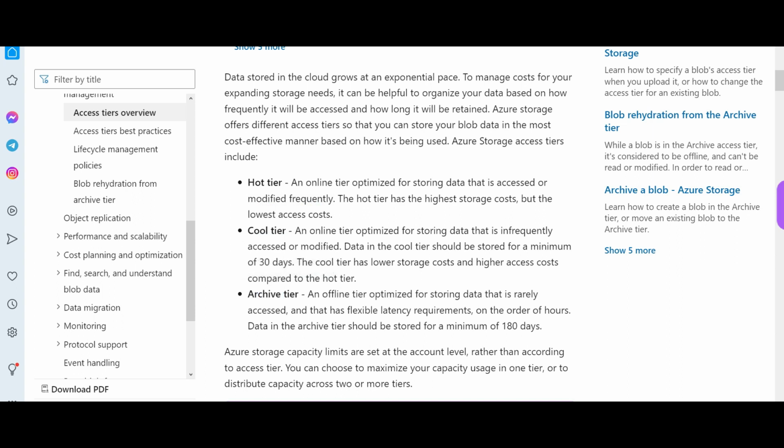Hot tier means any data which is very active, red hot, should be put in the hot tier. Cool tier is for data that is not frequently used. An archive is for archiving, like you don't require it now. After 6 months, you can put it in archive and you can store the data for compliance up to 7 to 10 years based on the requirements for audits.